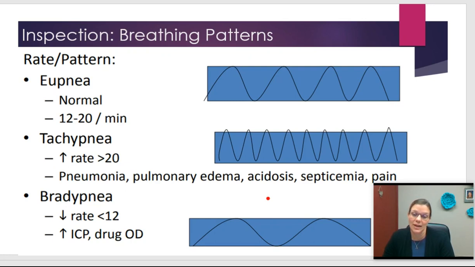Bradypnea would be a decreased rate. And so look, the depth is normal, but the rate is slow, less than 12 breaths per minute. This can be caused by a lot of things. Oftentimes, increased intracranial pressure will cause bradypnea or a drug overdose.